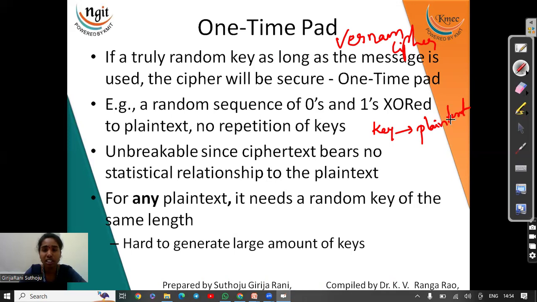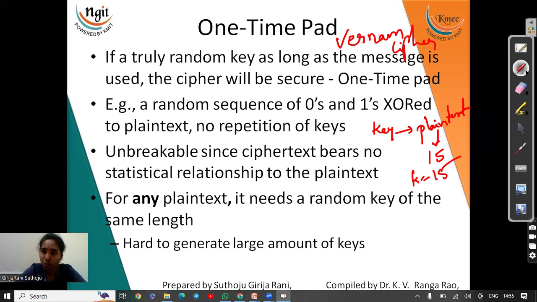We are not concentrating on the individual alphabet, but on the plain text size. Let me say if there are 15 alphabets, the key will also be 15. This is very important: the key will be generated randomly, and this randomly generated key will be applied on the plain text to get the ciphertext.